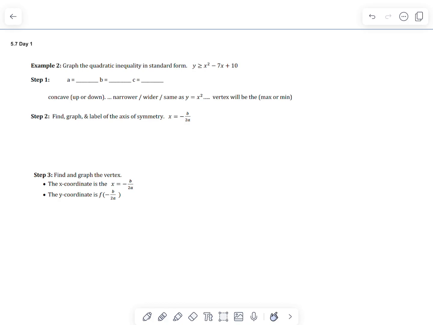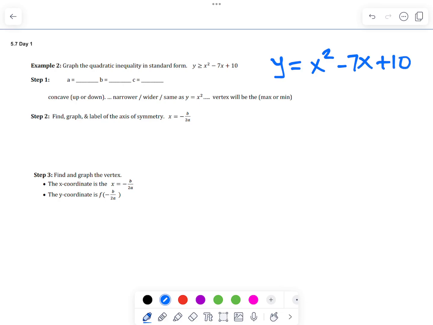All right, here's a second example on graphing a quadratic inequality in standard form. So we've done one already. So I'm going to go ahead and just change this to an equation, and then we're going to find all the important parts. So we have A, B, and C.